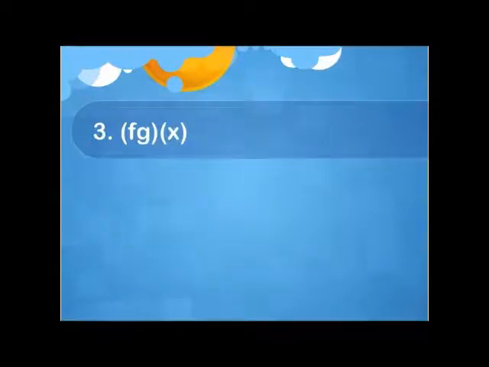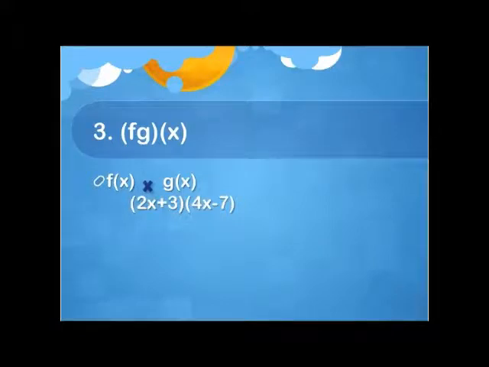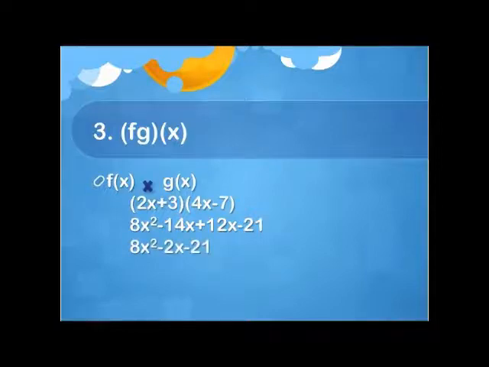When you have (f times g)(x), you have f(x) times g(x). Then you have 2x plus 3 times 4x minus 7. Then you FOIL the problem and get 8x squared minus 14x plus 12x minus 21. Then you add like terms and get 8x squared minus 2x minus 21.